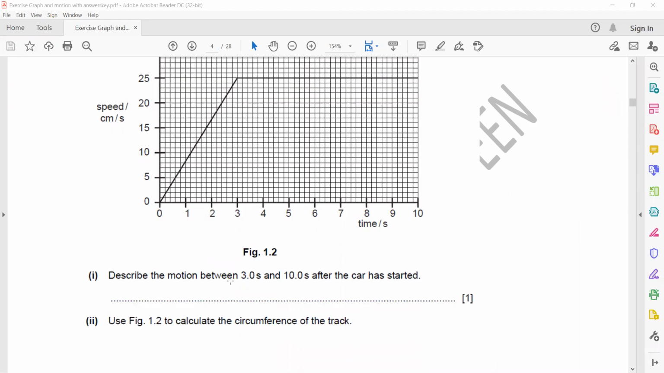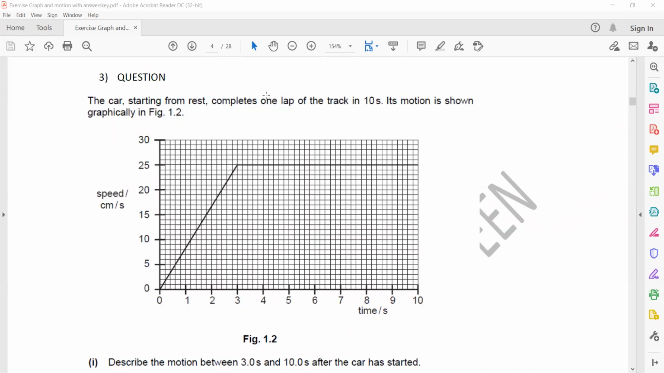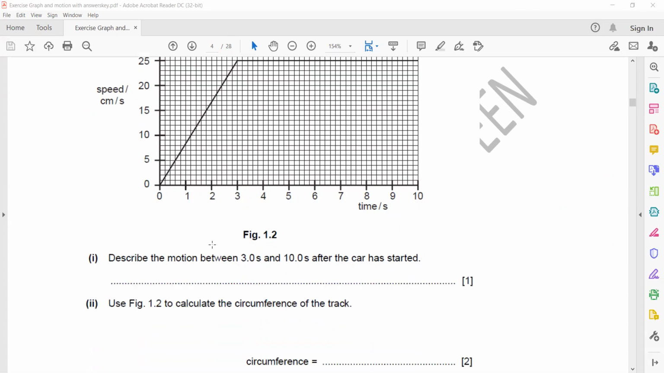The first part, describe the motion of the car between 3 seconds and 10 seconds. So from 3 seconds to 10 seconds, it's a constant speed. If the speed is constant, we can say that it is having no acceleration, or zero acceleration. So from 3 seconds to 10 seconds, it is a horizontal line. When it's a horizontal line on a speed-time graph, you can mention it is a constant speed or zero acceleration.